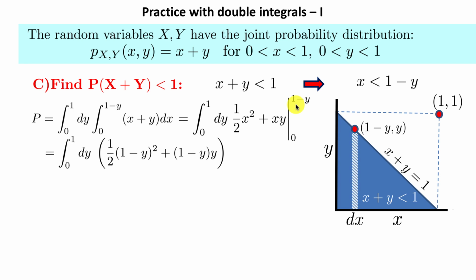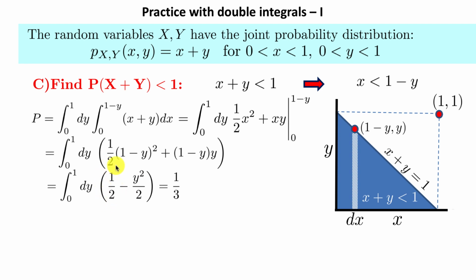Just put those in, and instead of x, you're going to get 1 minus y. So we have half into 1 minus y squared. This lower limit does not contribute. And similarly over here, xy will give us 1 minus y into y. Just simplify this. You can see pretty clearly that this over here is half minus y squared over 2.